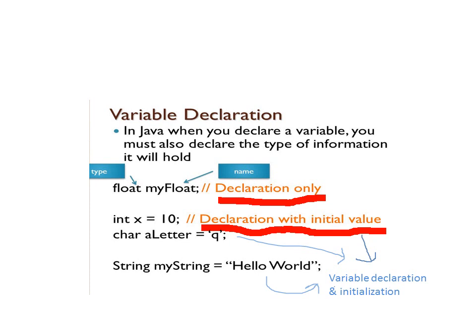Similarly, String is another type which is new to you, which we are going to discuss in the next chapter. So here myString is the variable and String is the data type, and Hello World is the initial value of this variable myString. So all these variables are declared inside the class.